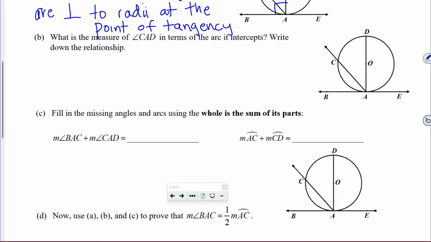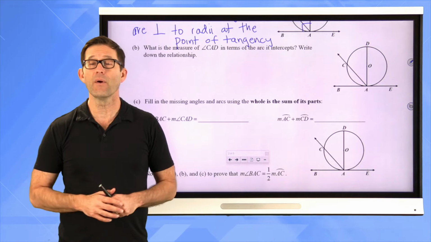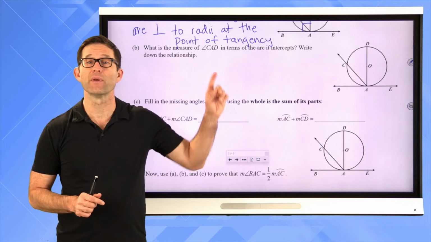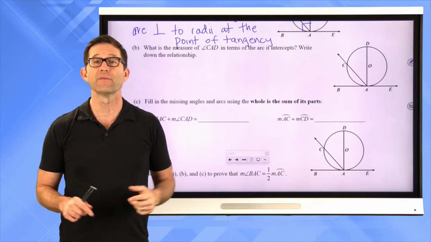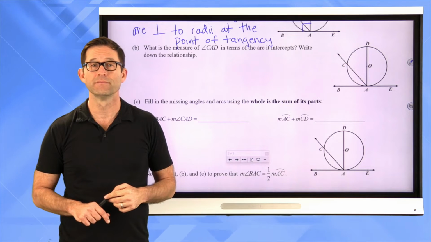Now let's take a look at letter B. What is the measure of angle CAD in terms of the arc it intercepts? Write down the relationship between the measure of angle CAD, which you're going to have to locate on the diagram, and the measure of the arc that it intercepts.